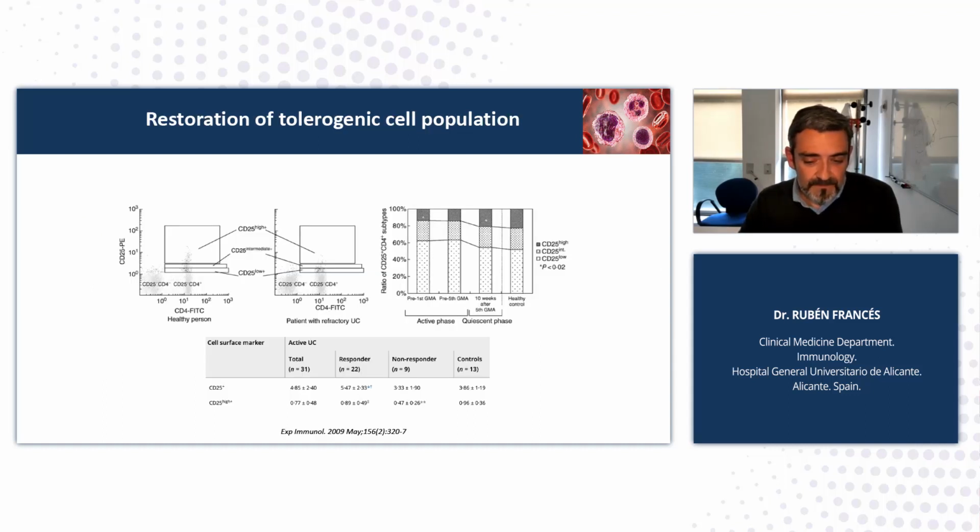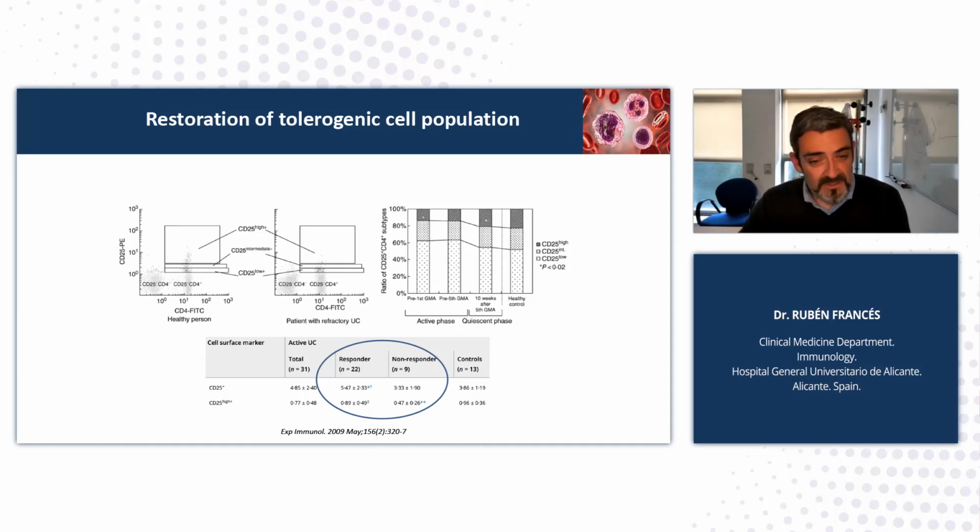And all the inflammatory milieu that normally characterizes ulcerative colitis is usually accompanied by a reduction in the tolerogenic response. You can see here, in this first panel, how the number of activated regulatory T cells is reduced in UC patients. These are identified as CD4 positive, FOXP3 positive, CD25 high cells. This number of cells is significantly reduced in patients with refractory UC.